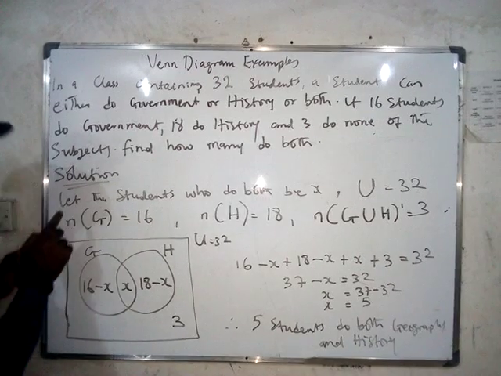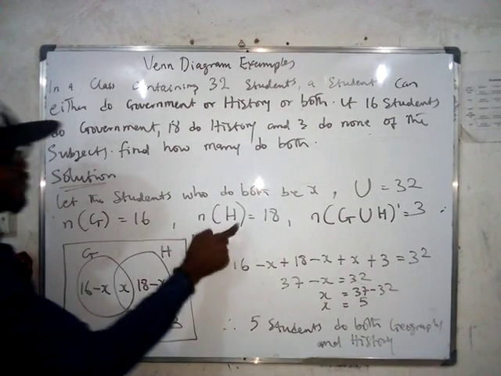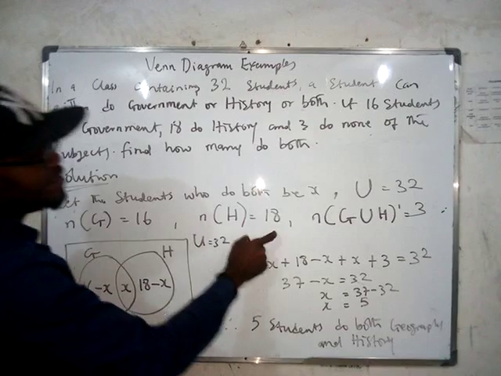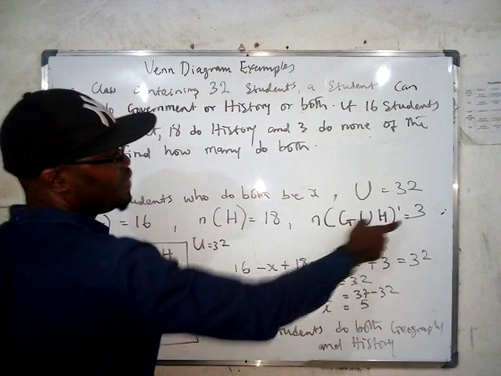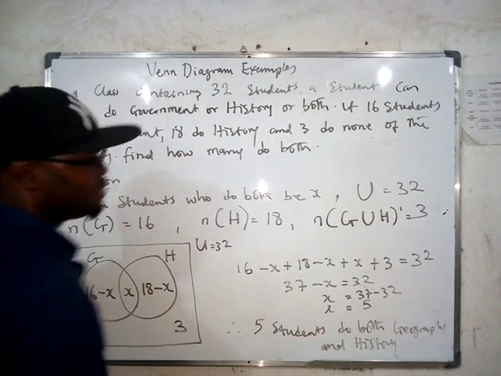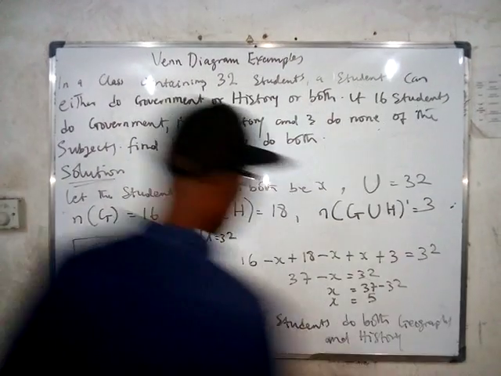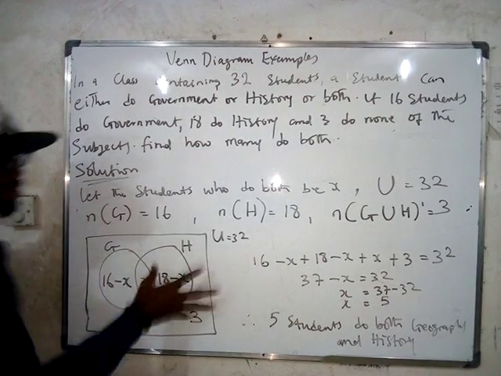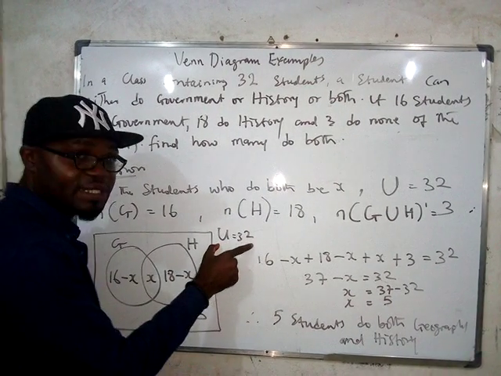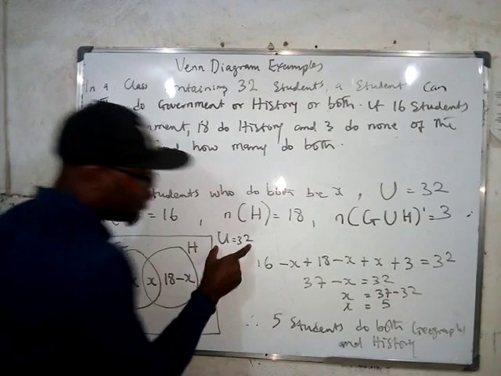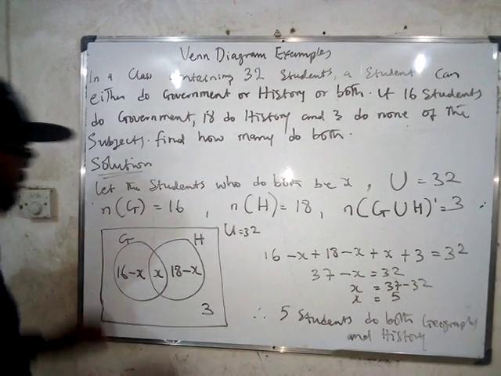So simply we say that the number doing government is 16. The number doing history is 18. The number not doing any of them is 3, G union H prime. Is that clear? So now we add up everything and equate it to the universal set. Everything inside here must be equal to the universal set. So how do we equate?